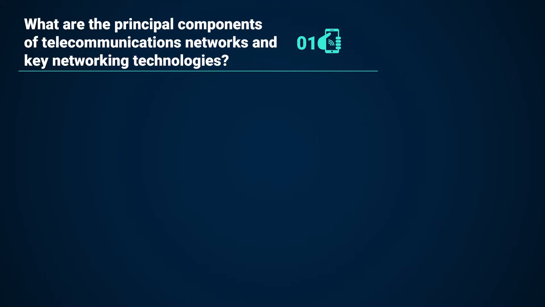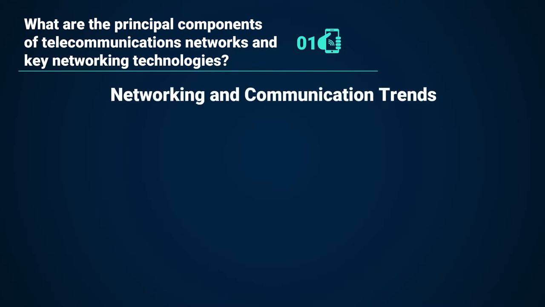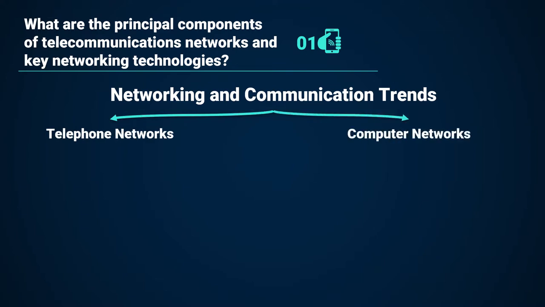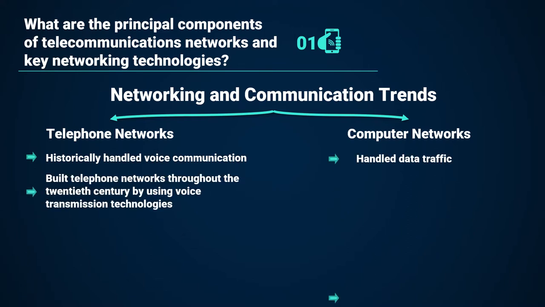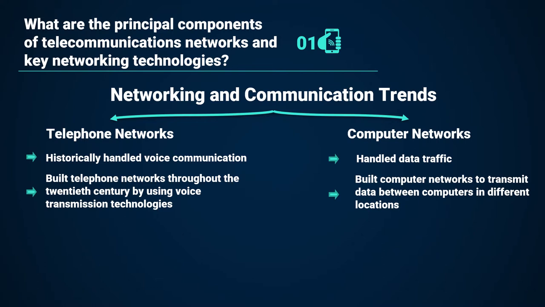Networking and the internet are now nearly synonymous with doing business. So, networking and communication trends. Firms in the past used two fundamentally different types of networks: telephone networks and computer networks. Telephone networks historically handled voice communication, and computer networks handled data traffic. Telephone companies built telephone networks throughout the 20th century by using voice transmission technologies, and these companies almost always operated as regulated monopolies throughout the world.